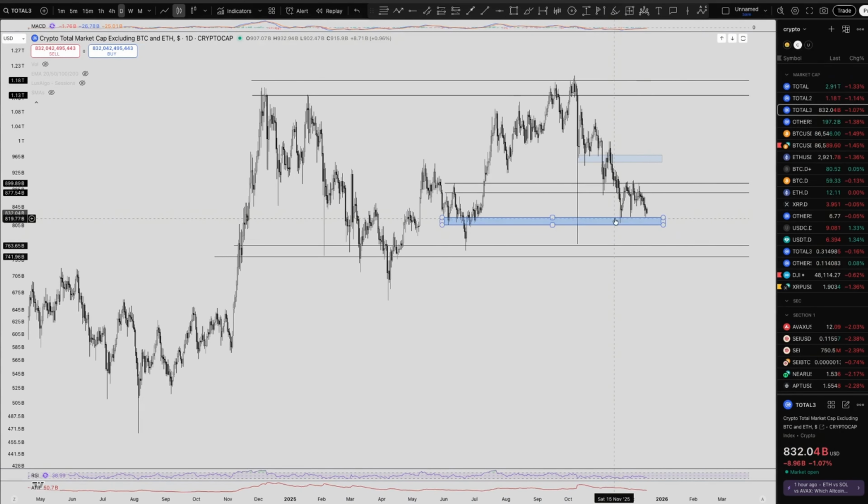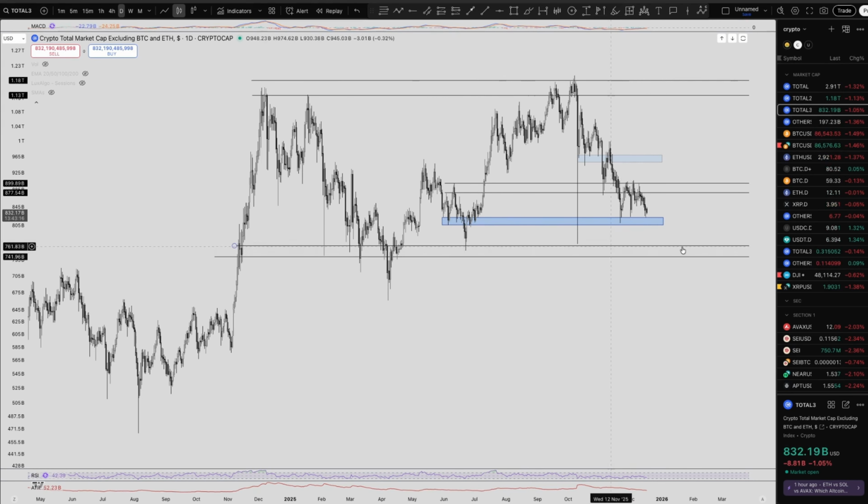It's the same situation here. It's testing the support level for the third time, and the next support level is located in this area. It will have a very heavy move. If it loses this support level, which is very likely since Bitcoin has already lost its supports, there's a high chance that the total market cap will also lose the support of this blue box. The probability is very high.